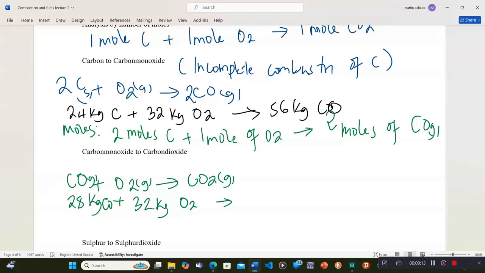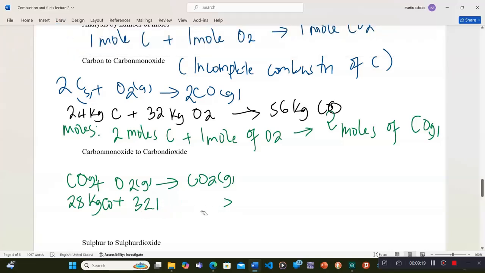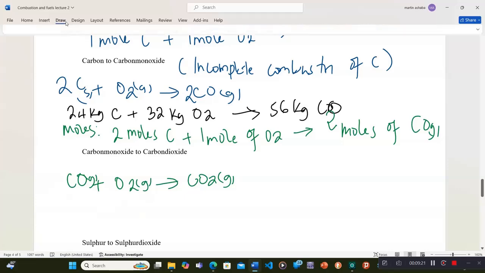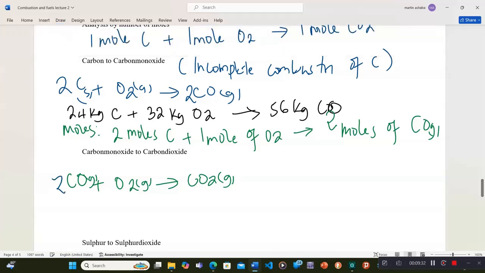Of course, you need to balance first. This is not balanced. So what we do, we balance first. So this is carbon monoxide. Oxygen is not balanced. If I put 2 here, what would it be? It would make oxygen 4. So if it is 2 here, it would warrant me to put 2 here to make carbon balanced, but it would affect oxygen.